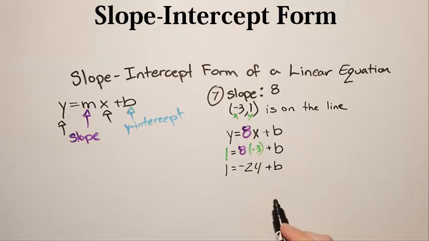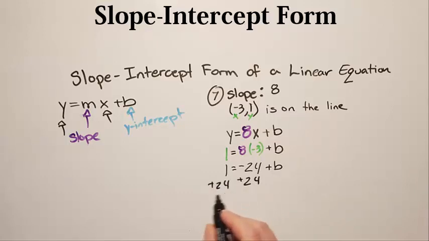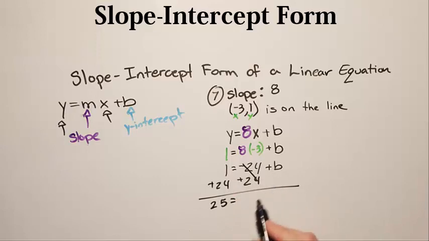This is being added to b. I need to solve for b. So I'm going to add 24 to both sides. 1 plus 24 is 25. The 24 is 0 out. I'm left with b equaling 25.